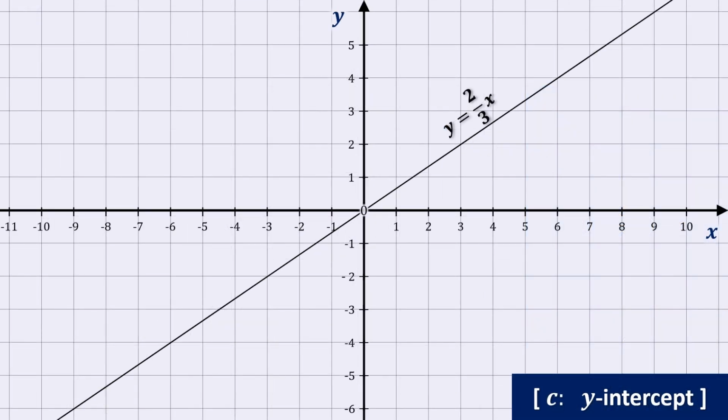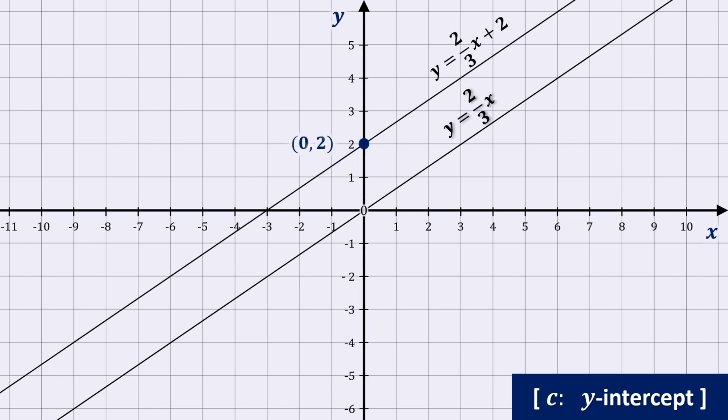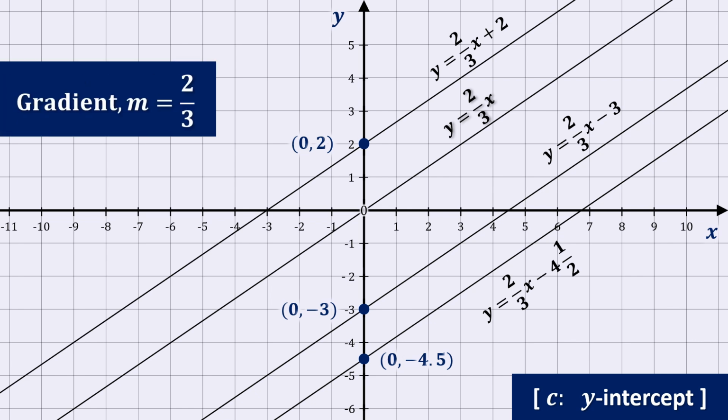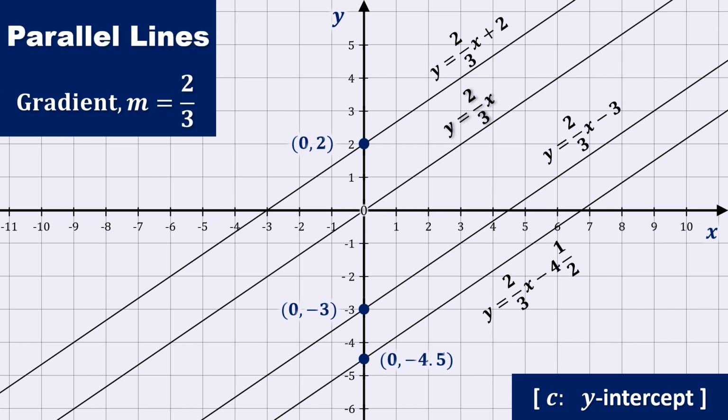If the y-intercept was 2, for example, then the line would intercept with the y-axis at the y position of 2. The intercept could even be a negative number or a fraction. It determines the line's position on the graph. As you must have noticed, all these lines have something in common. They have the same gradient of 2 over 3, which means that y changes at the same rate on all 4 lines. As a result, the lines move in the same direction and never meet, making them parallel to each other.